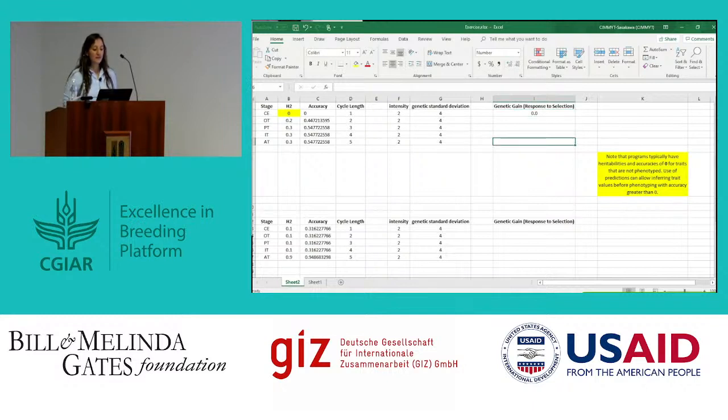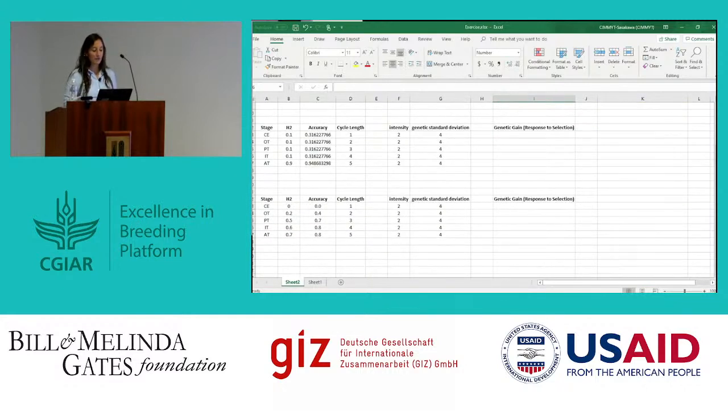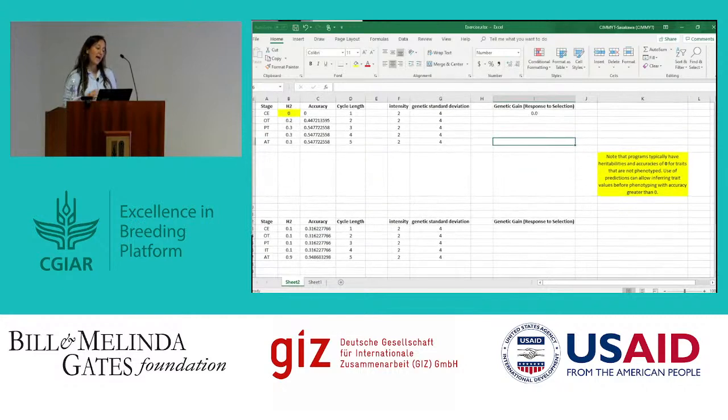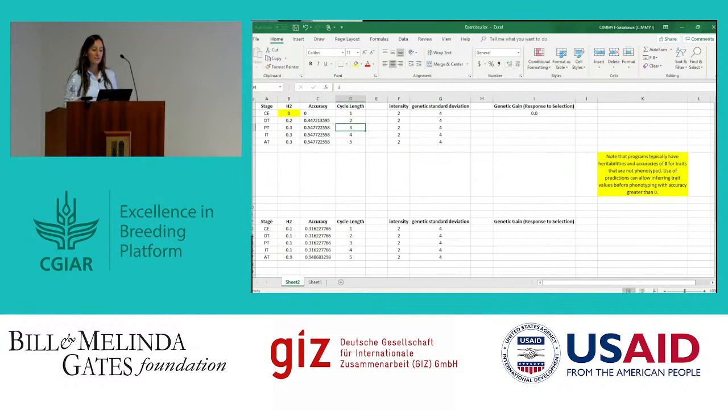And what I want you to think about here, because you've been given two other possible schemes as well that have different accuracies at different stages, is what is the optimal stage for each of these pipelines to recycle from, given this information? So your goal for each of these is to find which of the stages is best to recycle from, given the accuracy achievable at that stage and given the cycle length it implies. So you're going to need to pick CE, OT, PT, IT, AT, based on your calculation.